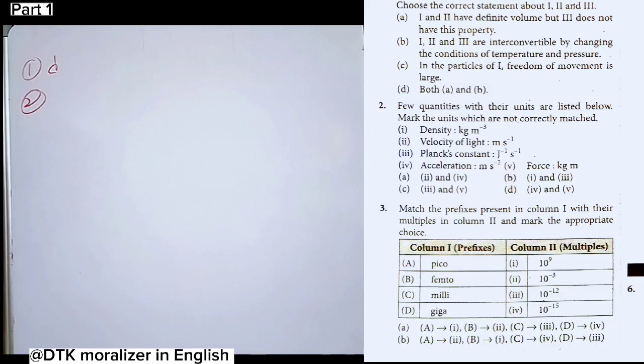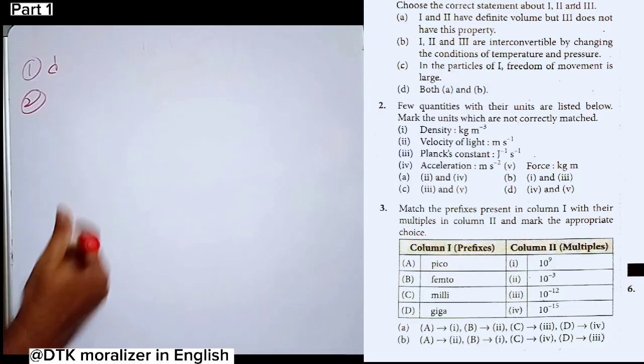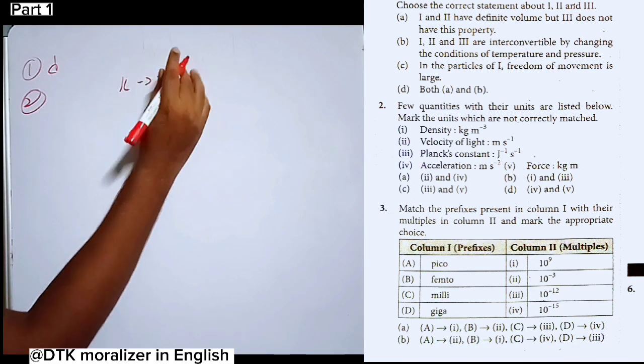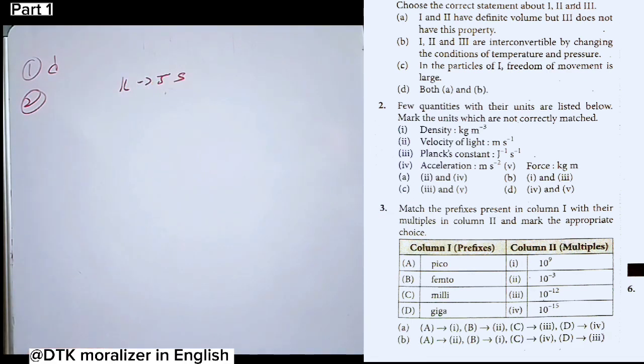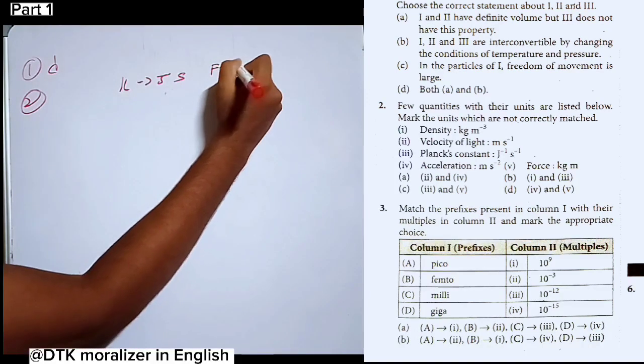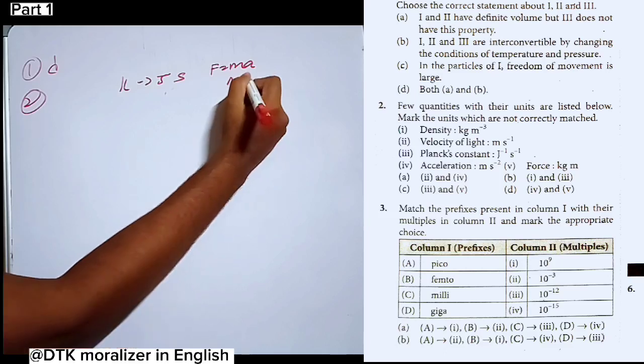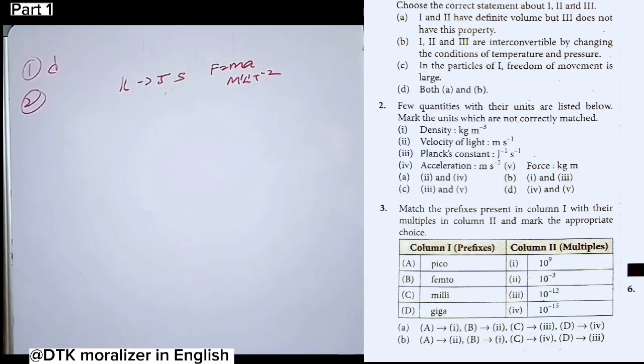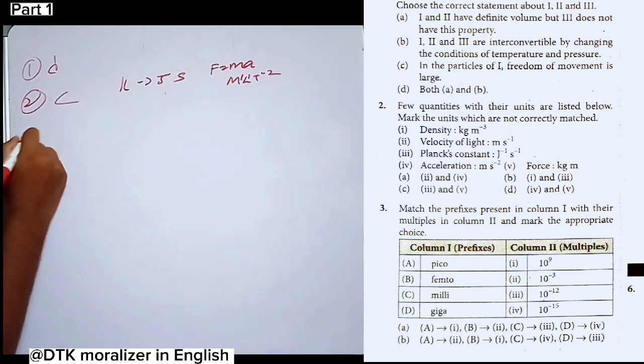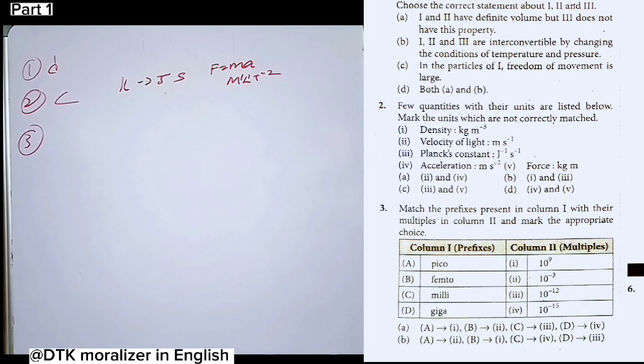Now second question. Few quantities with their units are listed below. Mark the units which are not correctly matched. So we have to observe these options and find out the wrong ones. So as you can see here, Planck constant is not right because Planck constant is in joules into second, and also force is equal to F is equal to ma, mass into acceleration. So M1 L1 T minus 2. So these both are wrong. So option C.